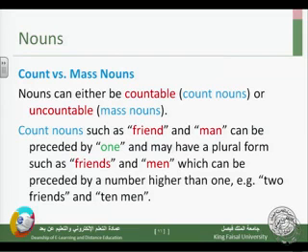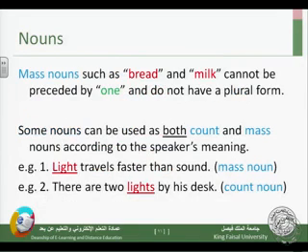So count nouns can be preceded by 1. They have plural forms, and their plural forms can be preceded by a number higher than 1. The second distinction is mass nouns. So mass nouns such as bread and milk cannot be preceded by 1. They are uncountable. We do not count them, and we can't say, for example, 1 bread or 1 milk. So they are not preceded by 1, and they do not have a plural form like man and men. There is no plural form for bread and milk.